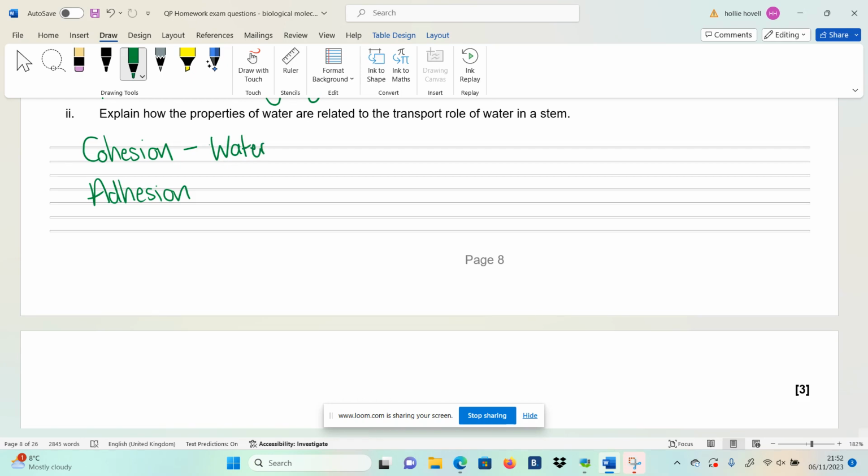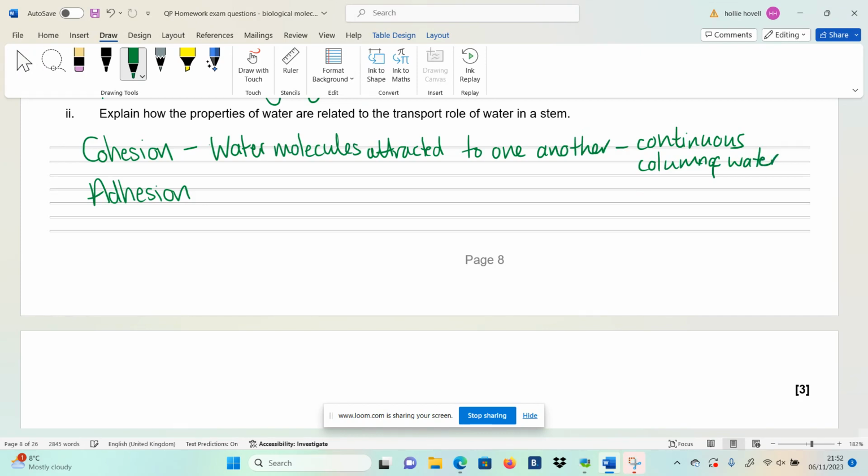Okay, so water molecules are attracted to one another. Now, in the xylem, in the stem of the plant, you get a continuous column of water. If you got a little bubble in it, that would really, really affect how well it could pull the water up the stem. You need all the water molecules to be touching one another, all stuck together by cohesion. So if the ones at the top are moving up the stem, it pulls the ones lower down up behind it.